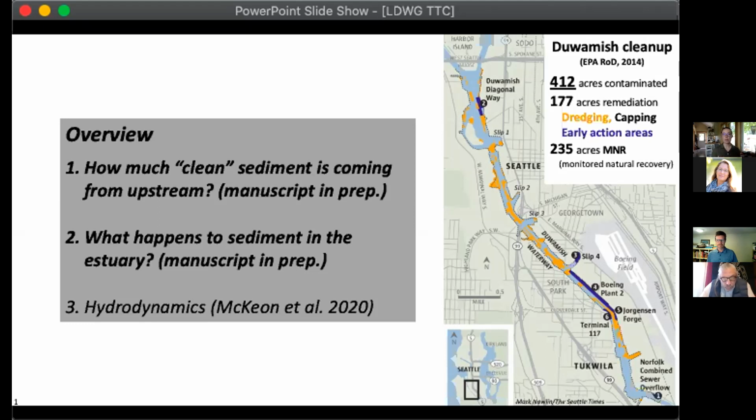And that upstream loading analysis, I think, is going to be probably the most interesting part of this to all of you. So that's what I'll mostly focus on. But I'll also briefly overview what my measurements show about the life cycle of sediment in the estuary. And I'll also try to sneak in a little bit of the hydrodynamics where I can, because they're pretty darn neat.